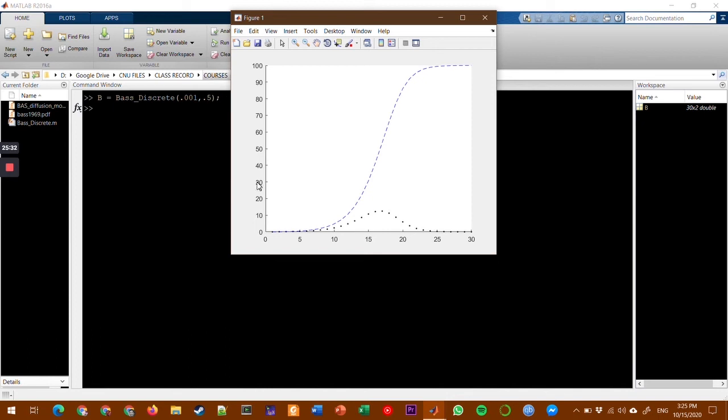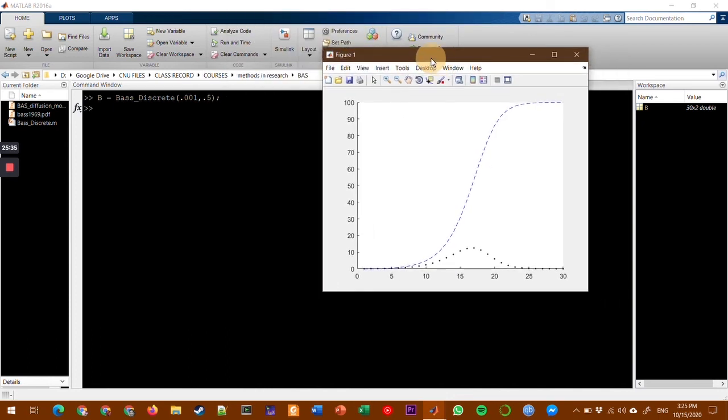okay, the blue line represents the cumulative number of adoptions, whereas the black one represents the new adoptions per time, so how many adoptions there are per time. As you can see, in this example, my market size is 100, a total of 100 possible or potential customers. And then let's say T here is 4 years, up to a maximum of 30 years that I set.